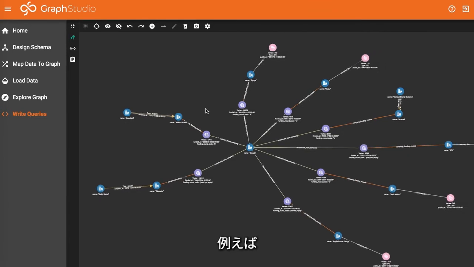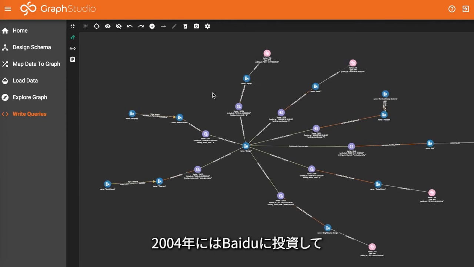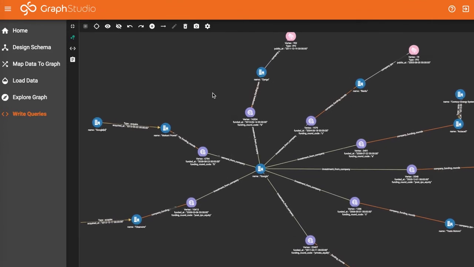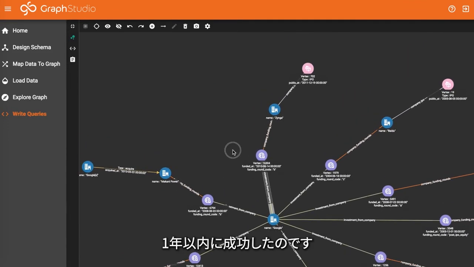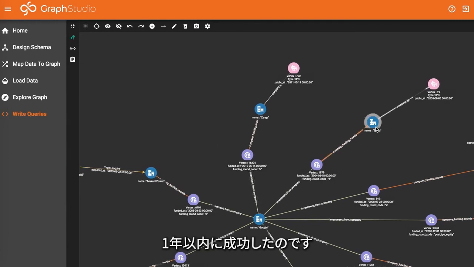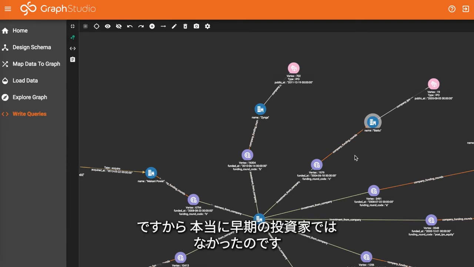So for example, Google invested in Baidu in 2004. And then Baidu had an IPO in 2005. So there was success within 1 year. And Google invested during the seed round. So it wasn't an early investor.